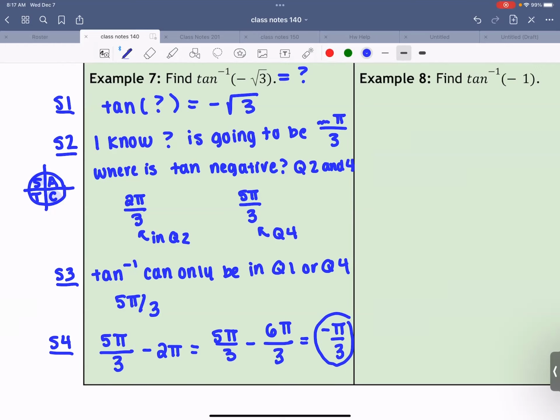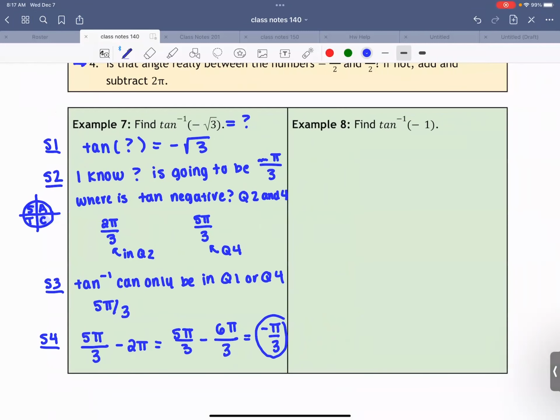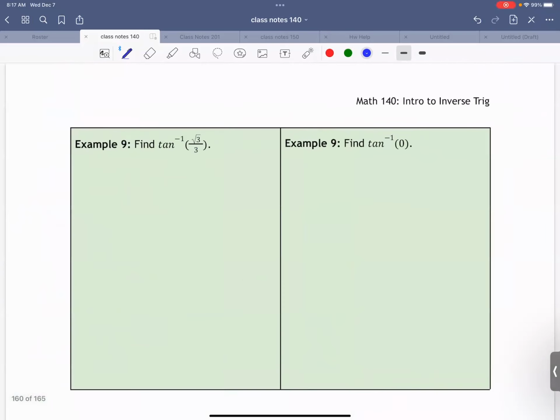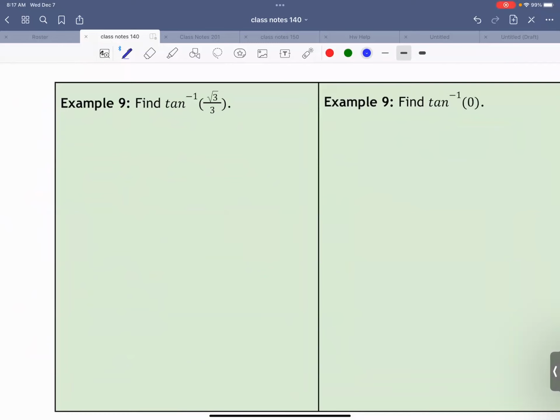Why don't we do example 8 together, and then I'll let you on your own. Example 8 tells us to find the tangent of -1. Actually, you know what? I'm going to do example 9. I'm going to let you do example 8 on your own. Let's flip over to example 9. I'm a little bit scattered today.